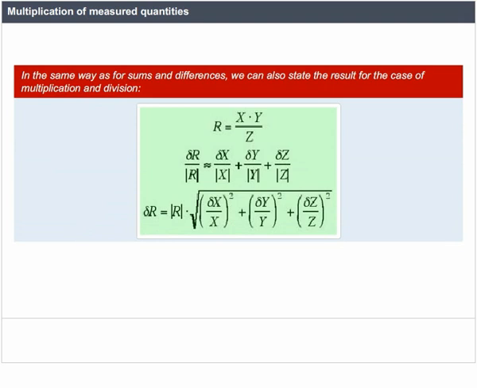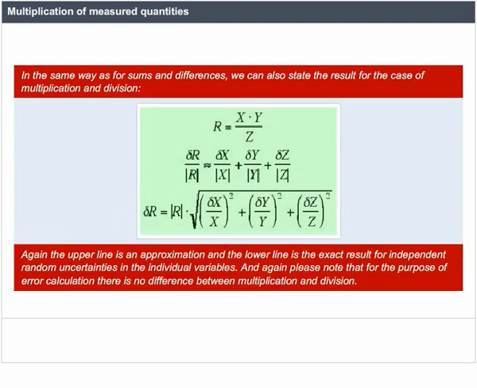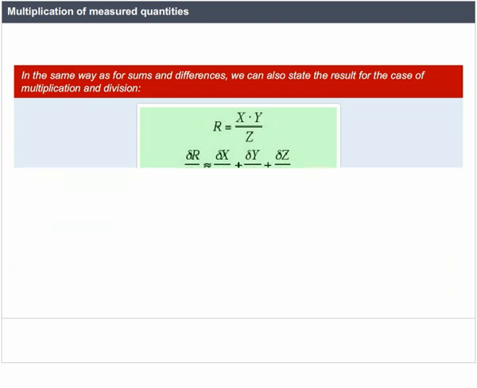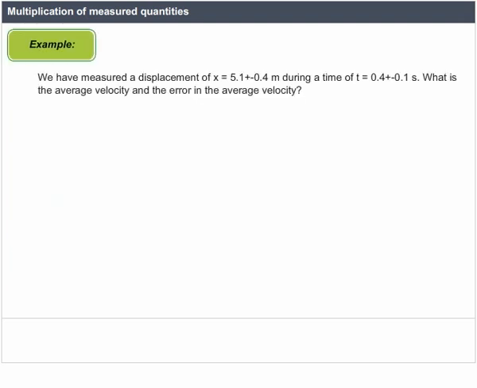We obtained these all from the above definitions and the derivatives. Again, the upper line is an approximation and the lower line is the exact result for independent random uncertainties in the individual variables. And again, please note that for the purpose of error calculation, there is no difference between multiplication and division. Example. We have measured a displacement of x equals 5.1 plus or minus 0.4 m during a time of t equals 0.4 plus or minus 0.1 s.